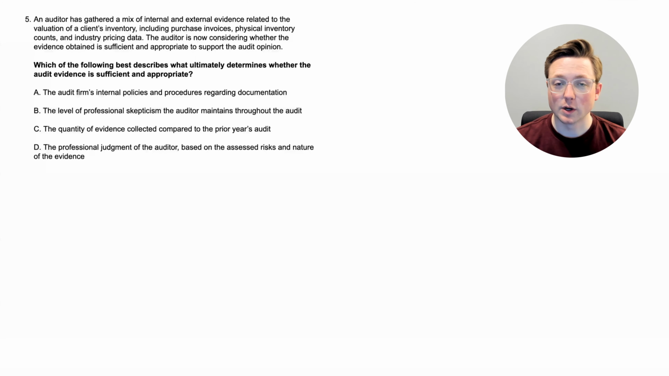All right, here we are at question 5. Which of the following best describes what ultimately determines whether the audit evidence is sufficient and appropriate? Let's go up to the top.